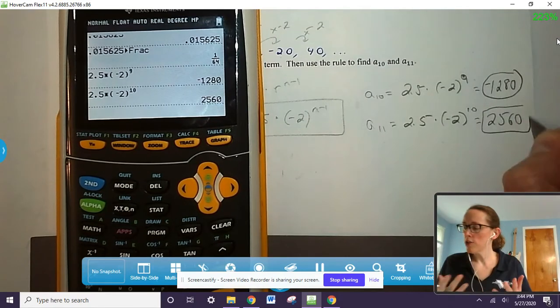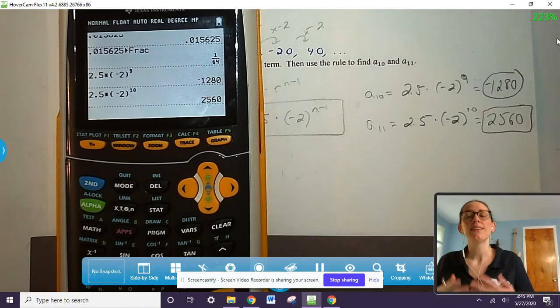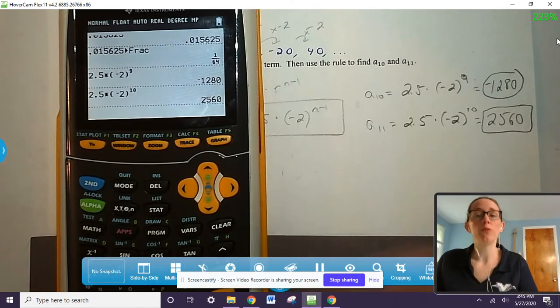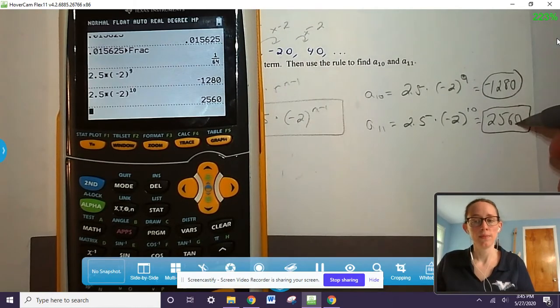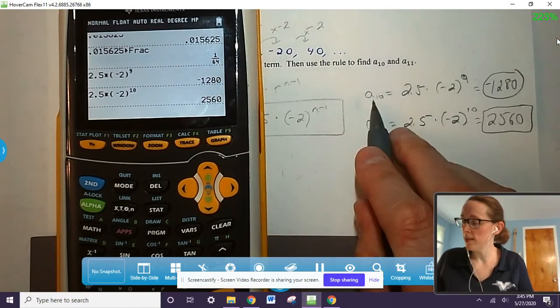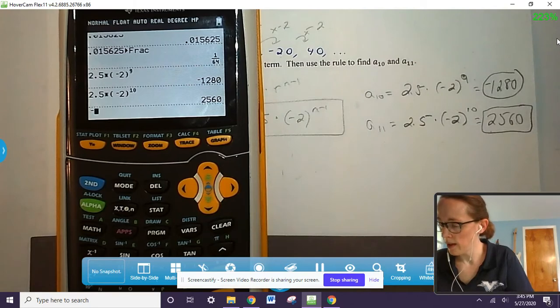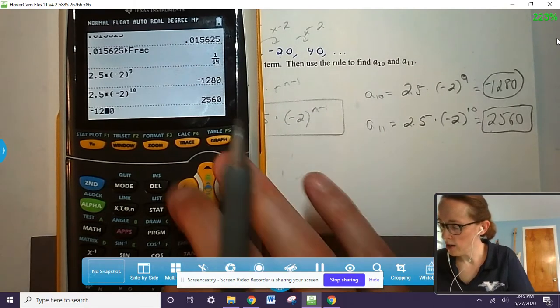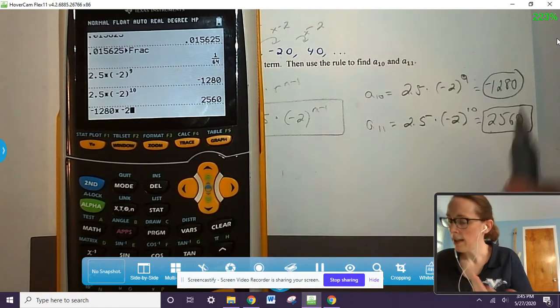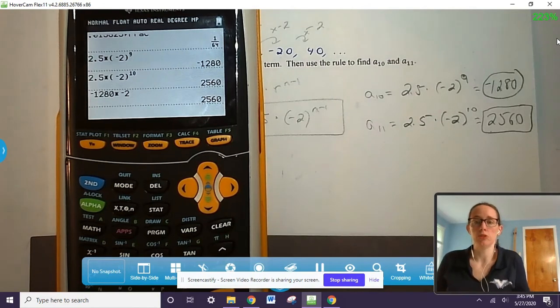I just want to pause for a moment and just have you think, does it make sense that after a negative term, the very next term was positive? Yeah, it should, because to get from this term, this is the 10th term, and this is the 11th term, you would multiply this by -2. Let's check that out. If I take that -1280 and multiply it by -2, I get 2560. Looks good.